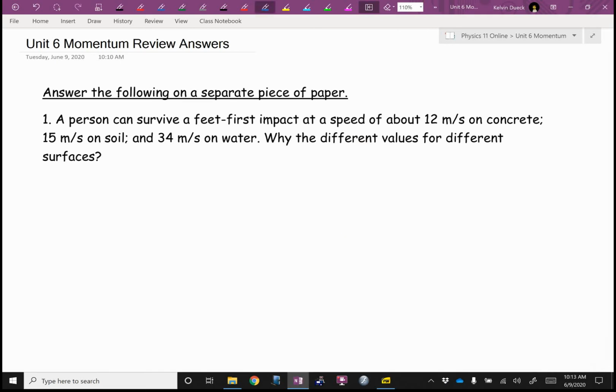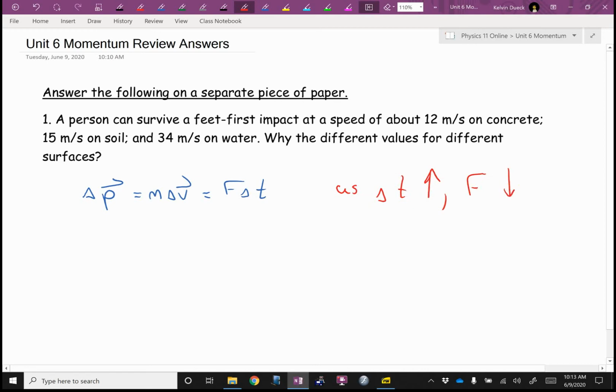So in each of these, we have a change in momentum, an impulse. And there's 2 ways to think about that. There's m times change in velocity, and there's force times change in time. So if I make the change in time larger, as delta t increases, the force can decrease. And so that means that I can get away with having a bigger change in velocity.